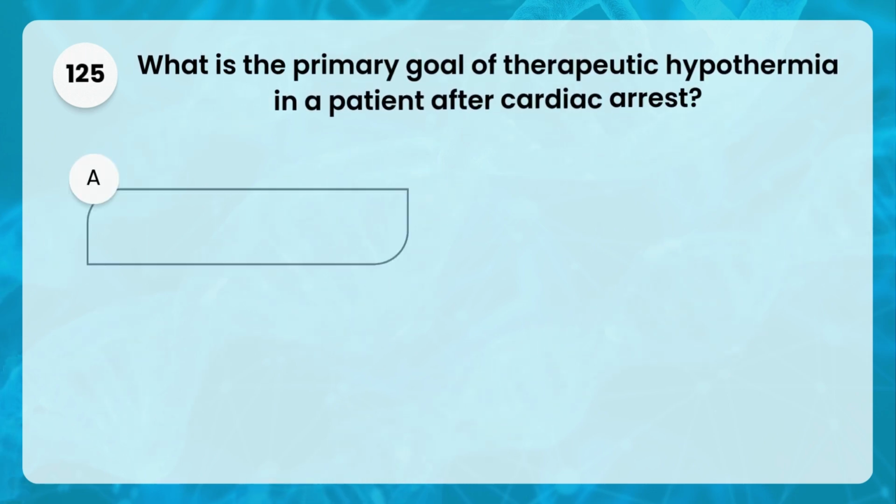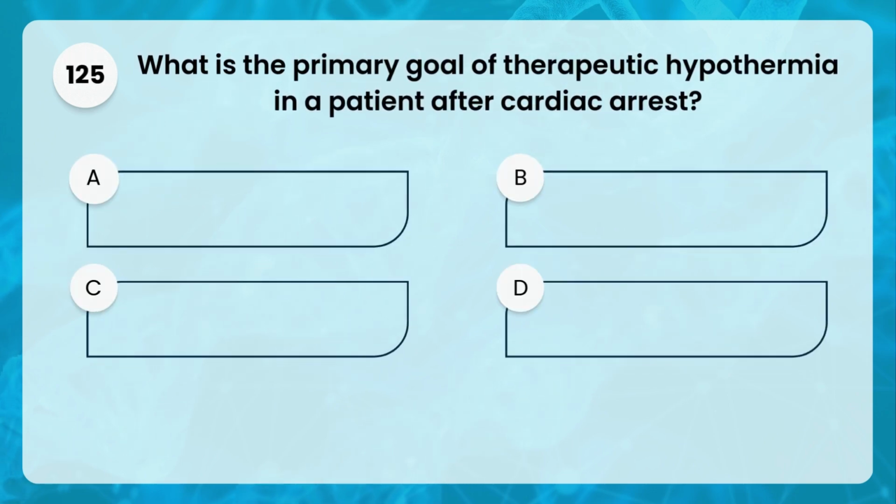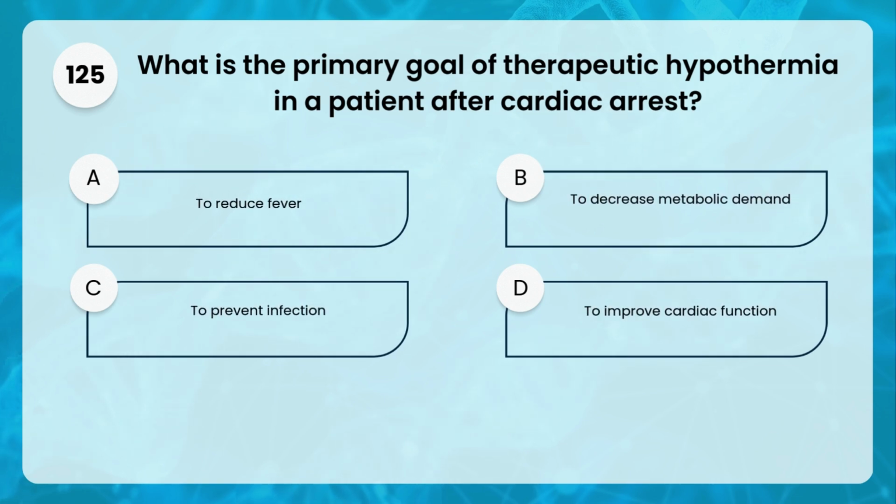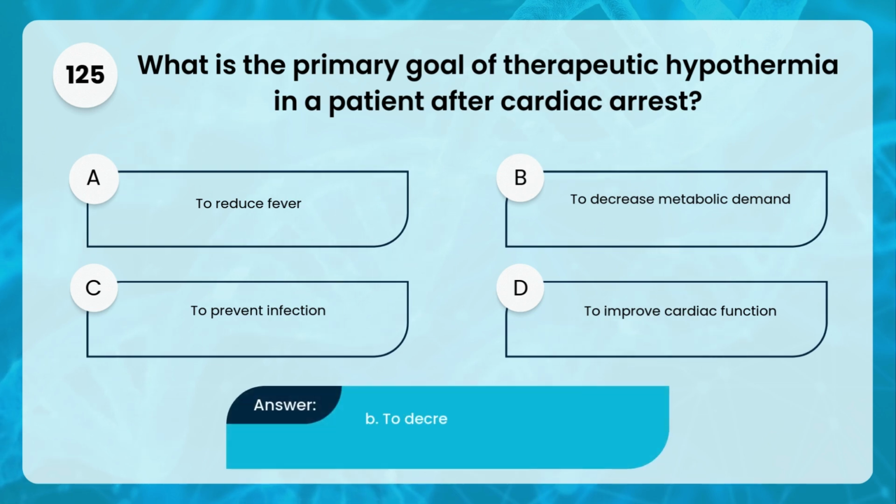125. What is the primary goal of therapeutic hypothermia in a patient after cardiac arrest? A. To reduce fever. B. To decrease metabolic demand. C. To prevent infection. D. To improve cardiac function. The answer is B. To decrease metabolic demand.